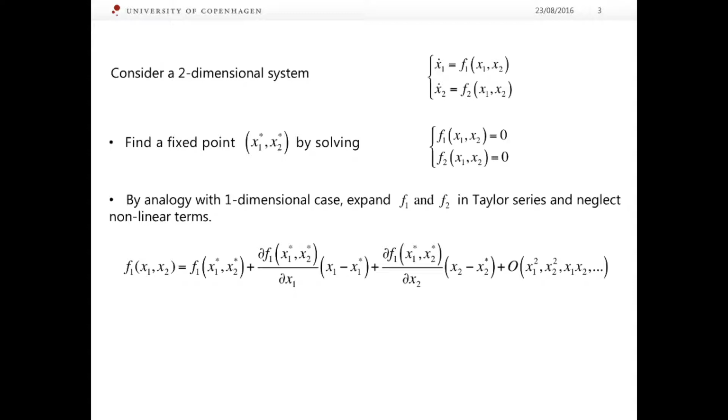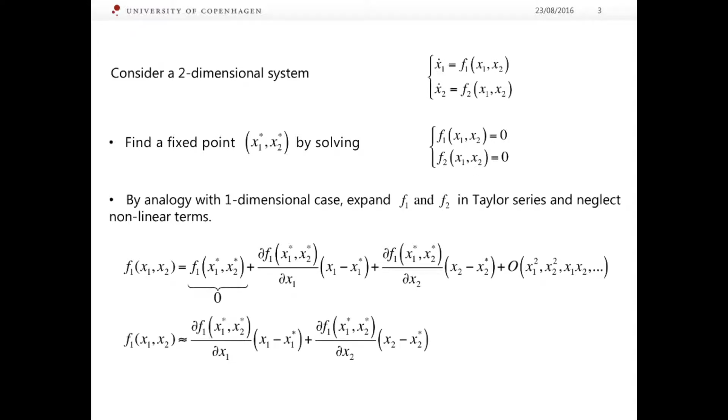The expansion for the function f1 reads as is shown on the slide. The first term represents the value of f1 at the fixed point. By the definition of the fixed point, we know that this term must be equal to 0, because it represents the first component of the phase velocity vector at the fixed point. The expansion contains two linear terms which include deviations from the fixed point, x1 minus x1 star and x2 minus x2 star, and it contains higher order nonlinear terms.